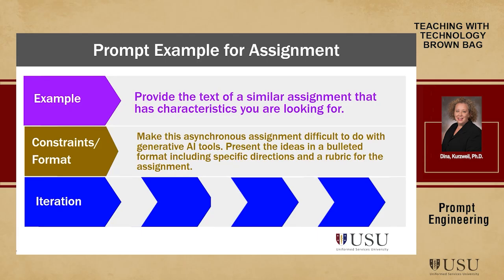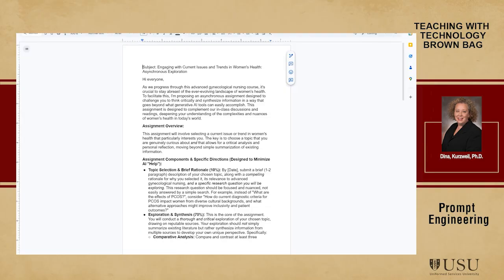So we continue going by providing an example. We want to provide the text of a similar assignment or something that we're going to put in. And then we want to make sure that we have the proper constraints and formats that we're looking for, including maybe specific directions. In mine, I asked for a rubric of it. So I'm going to switch and show you an example of what happened when I put that prompt in.